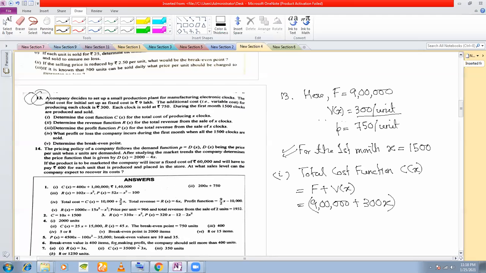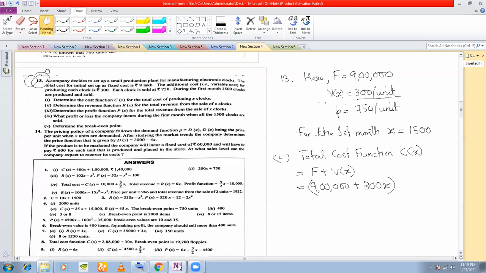See, from here, you can calculate the fixed cost for the second month also, third month also, fourth month also. For second, third, fourth, X will be different. Maybe second month X will be equal to 2000, or third month X will be equal to 1000. This X, 1500, is only for the first month. For the second month, X may have a different value. Understood?